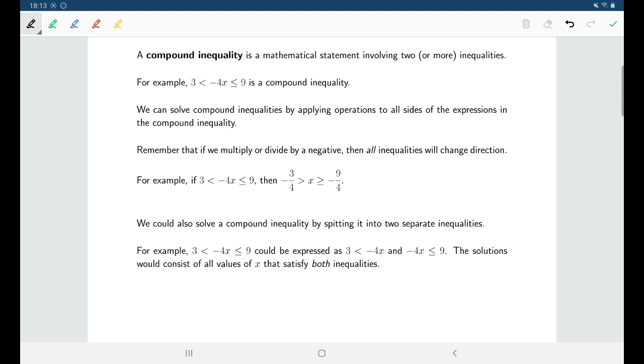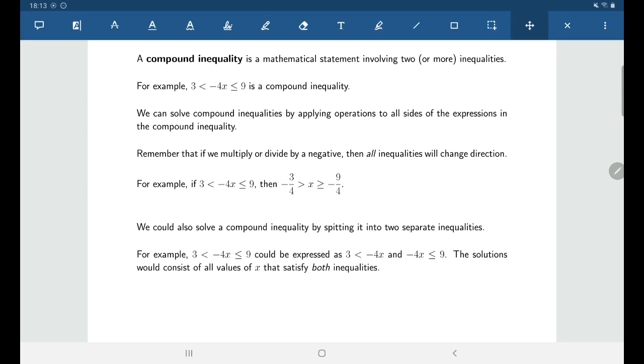That's one option. The other option for solving a compound inequality is to split it into two separate inequalities. So if you were looking at this inequality, you could say, well, there's actually two inequalities there. 3 needs to be less than -4x, and -4x needs to be less than or equal to 9. You could just solve each of these separately, find out what are the solutions to both of them, and then whatever they have in common, since it has to satisfy both of them, the first inequality as well as the second inequality, well, those would be your solutions to the compound inequality.